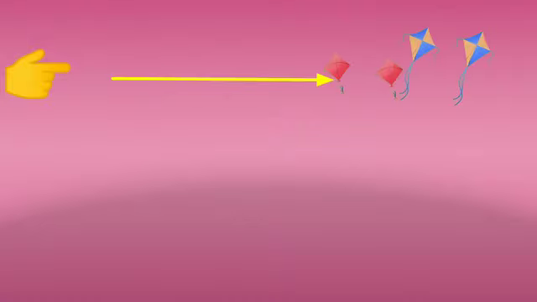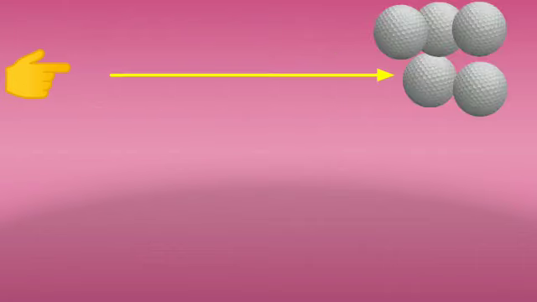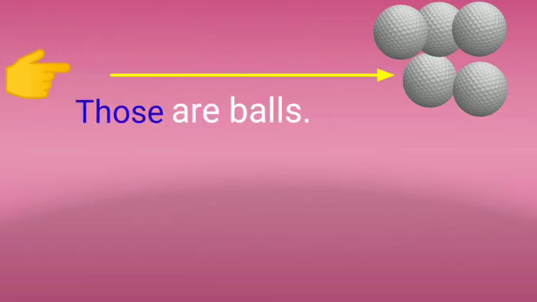Look at the next picture. What are those? Yes, very good. Those are kites. Good, very good. Those are kites. Clear? Okay. Look children, next example. What can you see? Yes. Balls. Okay. How can we say? Those are balls. Clear children?